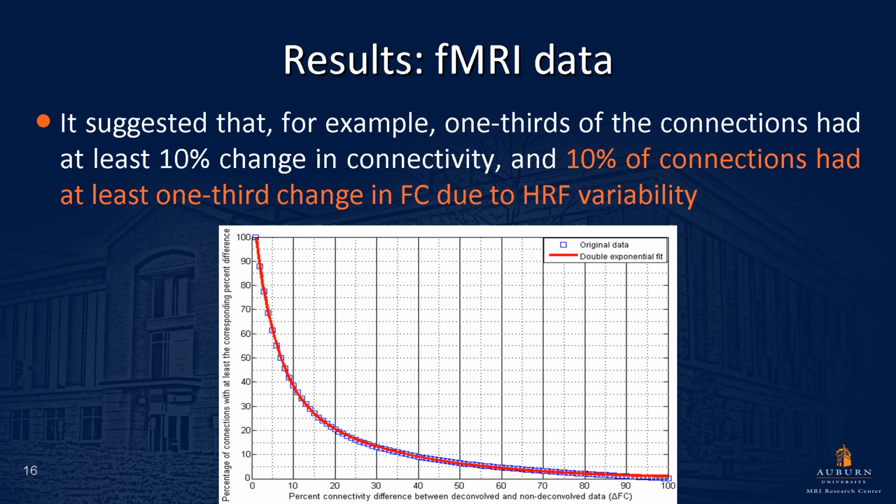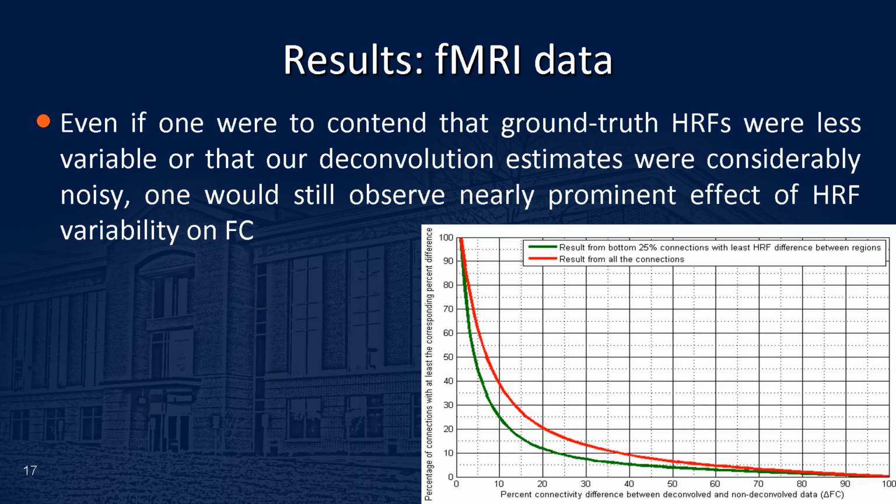from resting state data. Even if we contend that the ground truth HRFs were less variable than what we assumed, or that our deconvolution estimates were considerably noisy, we would still observe a prominent effect of HRF variability. As you can see here, the red curve is what I showed you before, which is results from all connections. And if we just look at the bottom 25% of connections with least HRF difference between regions, the curve obviously shifts a little bit, but there's still a substantial number of connections with errors.